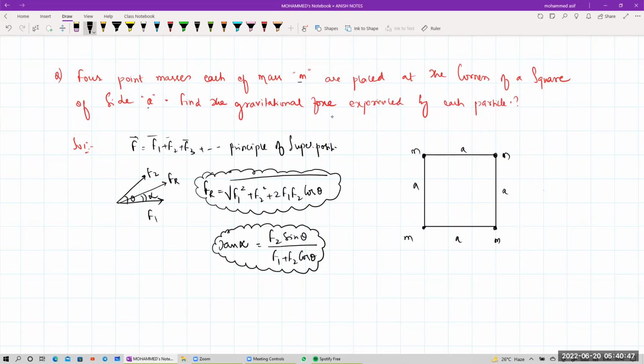If I take any one particle as a reference, let me take this particle. This particle will exert a force F. This particle will exert a force on this particle in the downward direction. This one is also F because the masses are the same and the distances are the same. This particle will also exert a force on this one like this. So this one is also F.